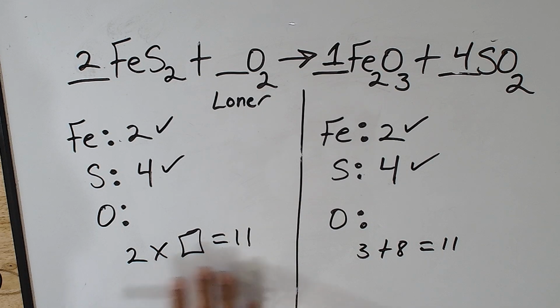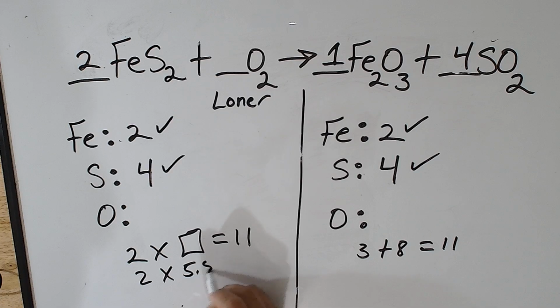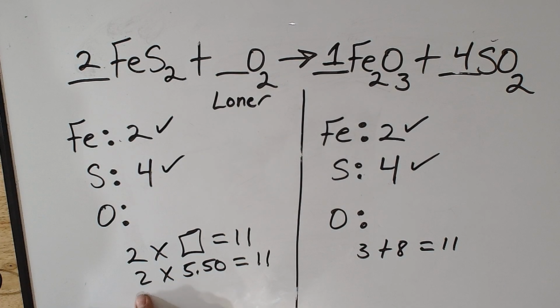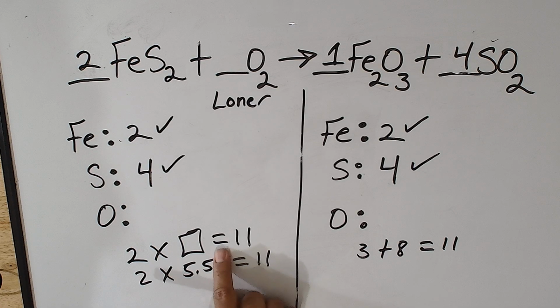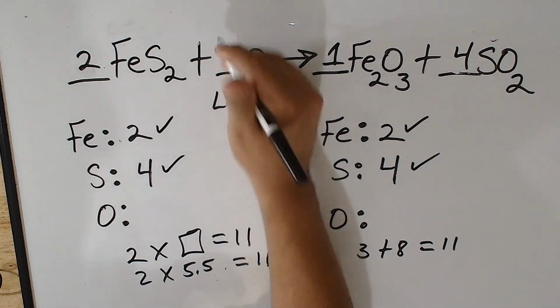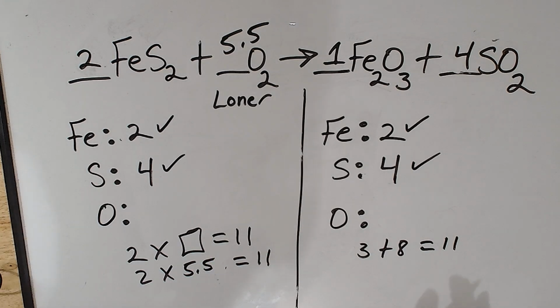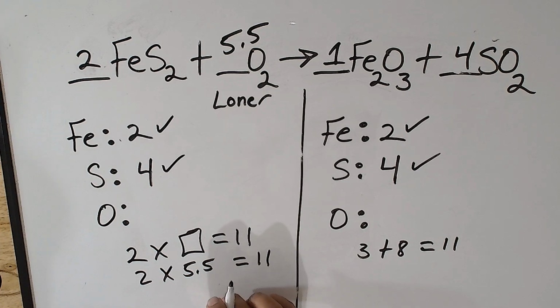If this is too hard for you to figure out, think in the sense of decimals. And if decimals is too hard to understand, then think about it in the sense of money. Two times $5.50 is going to give me 11. So therefore, I'm going to write 5.5, or you could also write 5.50. I'm going to leave that temporarily.